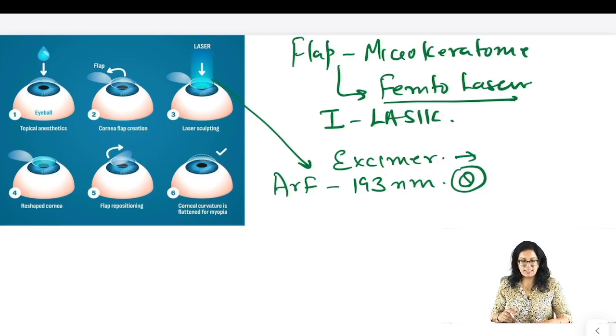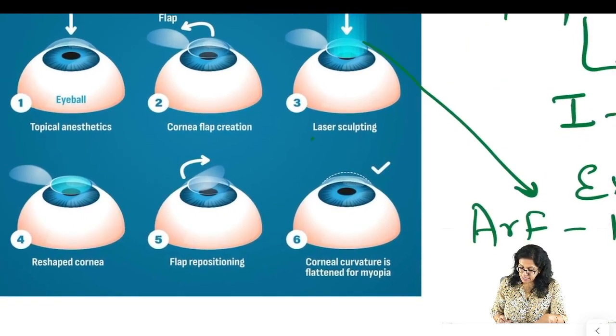After you have done this, you should be very, very clear about the basics. Keratomileusis is the changing curvature of the cornea. We have discussed so many times, more the curvature, more power. If I'm correcting a myopia, I will flatten the center of the cornea. If I'm correcting hypermetropia, I will bulge the center. I hope this is clear. So, according to that, we do this laser sculpting, right?